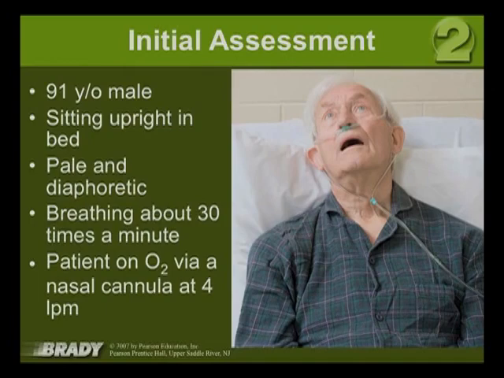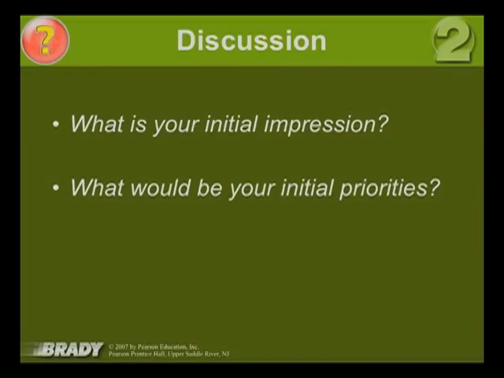On your initial assessment, you find a 91-year-old male sitting upright in bed, pale and diaphoretic. He's breathing about 30 times a minute, and he's on O2 via nasal cannula at 4 liters per minute. Something's wrong with this picture already, and you should be able to tell what it is. What is your initial impression? What would be your initial priorities?